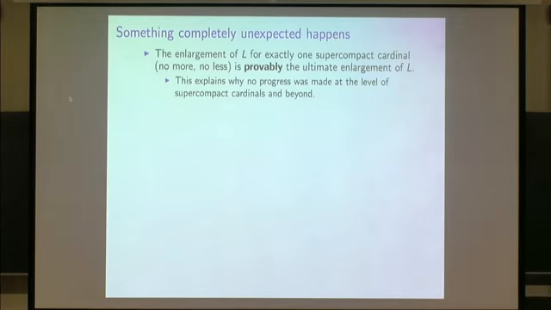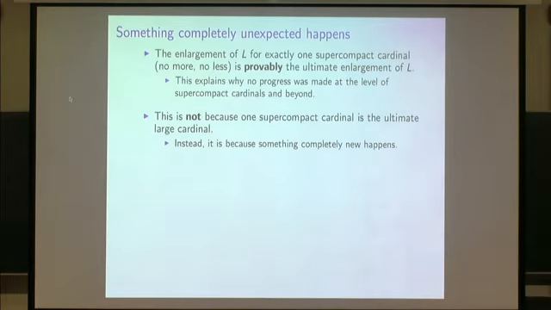Now, I'm not stating the exact theorem, there are assumptions here, but the spirit of this seems very much true. Now, this explains why no progress was made at the level of supercompact cardinals and beyond in the inner model program. Because no one's just going to go for one supercompact when you'd rather go for two, or go for two when you'd rather go for three, or go for huge. Why would you only go for one? And the answer is you can only go for one.